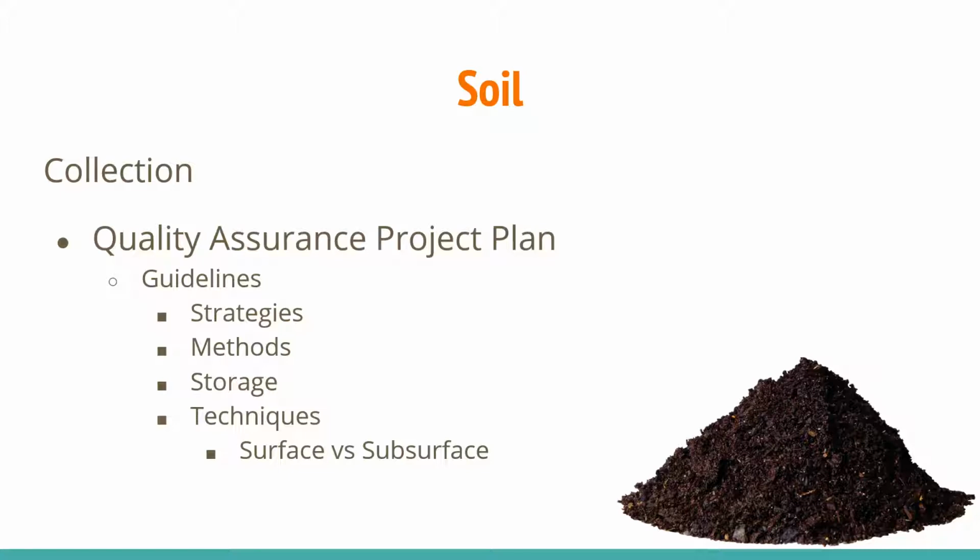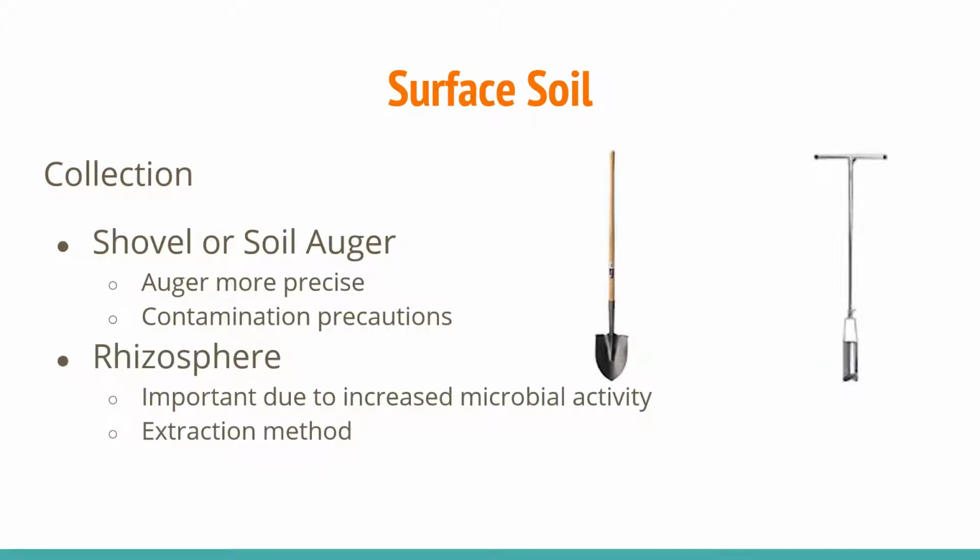And sampling techniques. A very important factor to consider when creating a project plan is what level of soil you plan on sampling. Surface soils will have different methods than subsurface soils, and it's important to know the difference in sampling techniques between the two. Collection of surface soils may often be done using a shovel or a soil auger. An auger is more precise because it ensures that samples are taken to the exact same depth on each occasion.